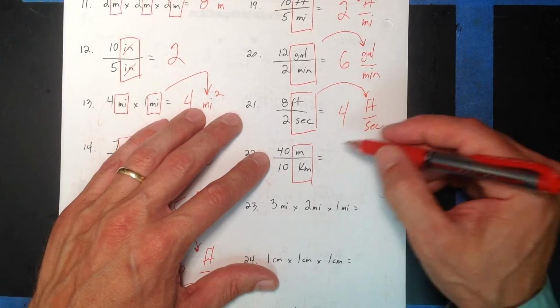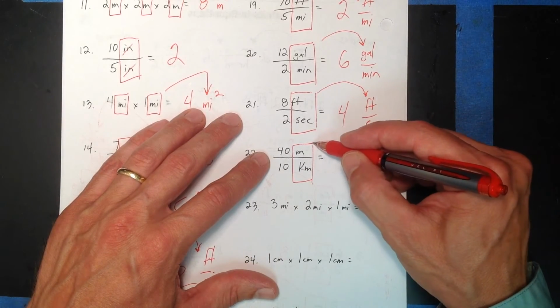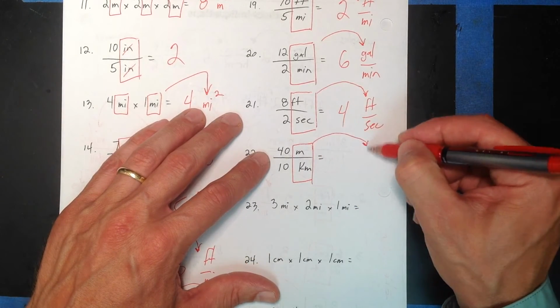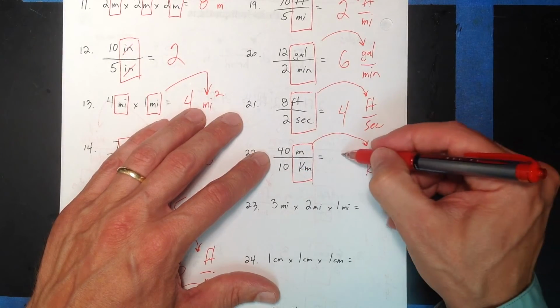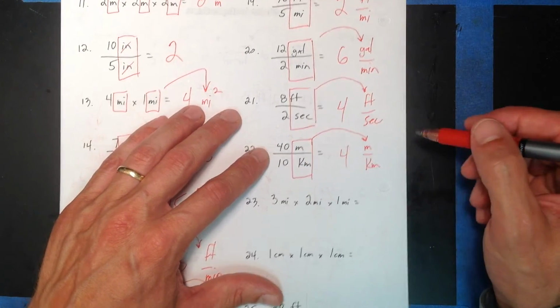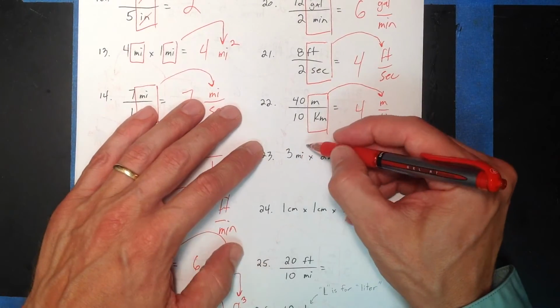40 meters divided by 10 kilometers, so here you go. Meters and kilometers can't cancel out here. Meters per kilometer, and 40 divided by 10 is 4. Again, gradient, we see that in gradient problems. What do we have here?